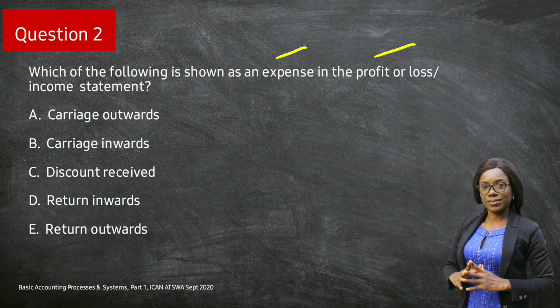Now we have been able to tick off items which are not P or L items and at the same time are not expenses. So in this case, the correct answer is A. Have you seen the method with which we quickly strike off answers which are incorrect and are able to move on further to the next questions?